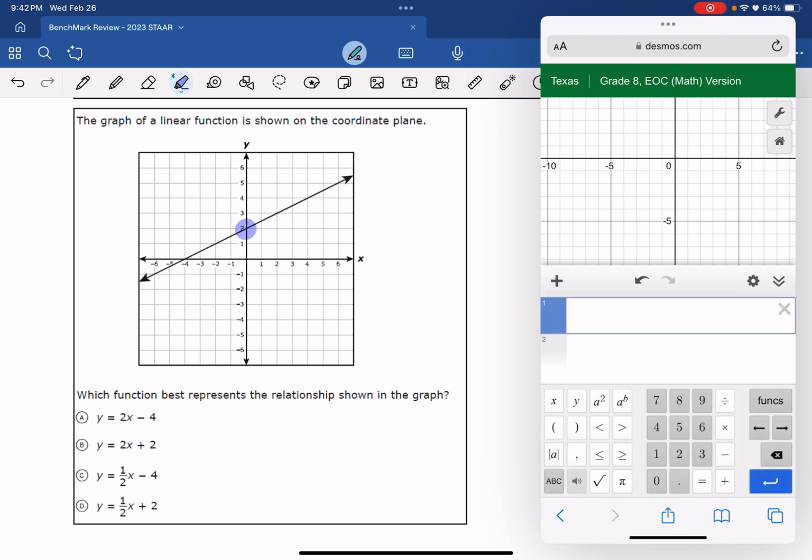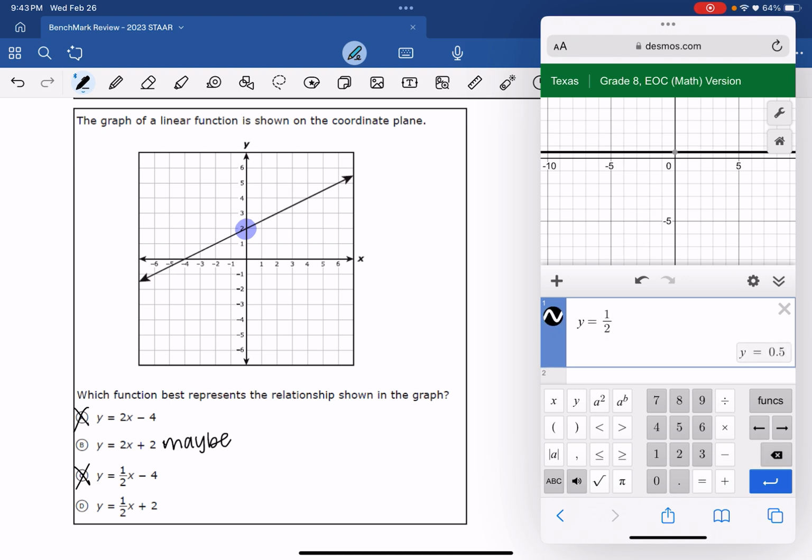So then I'm going to go graph a different one. So y equals 2x plus 2. That one looks pretty good, maybe, right? It crosses at the same spot, but I don't know if it's the right slope, so then I have to figure out. Okay, so then therefore, this one's not the same either. And then I go and graph the other one. 1 divided by 2, x plus 2.